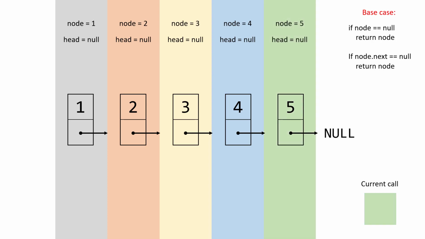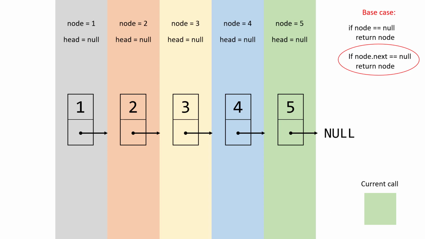And then finally, we get to the end. Now at the end, if we read our base case, is node.next equal to null? Well, yes, node is 5, its next is null, so that is true. So it says return node. This is what we need to do.